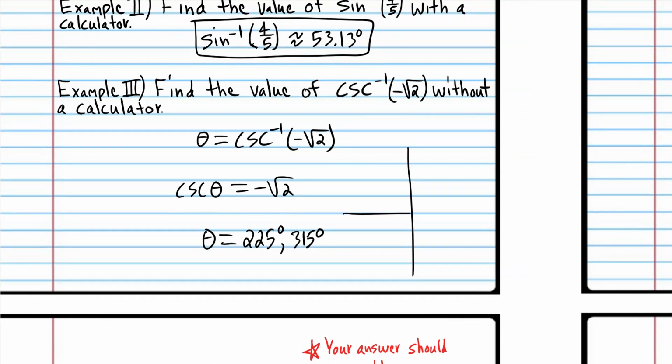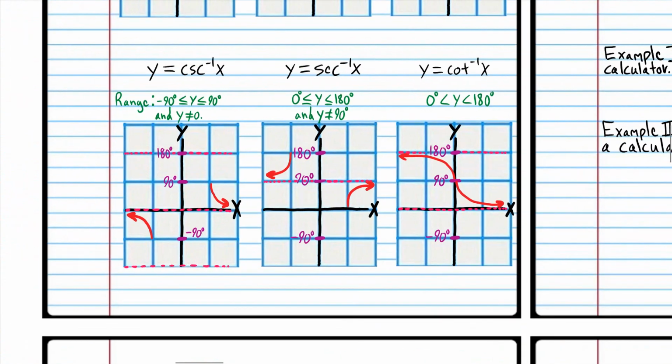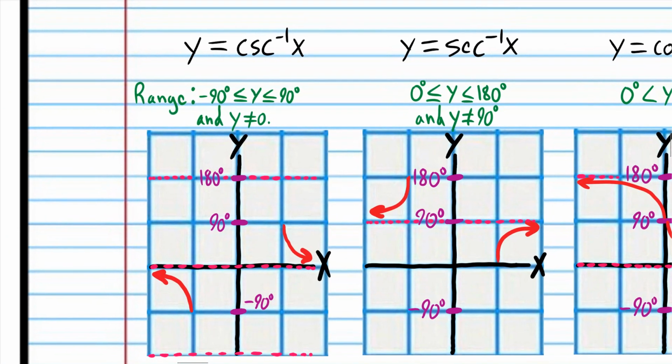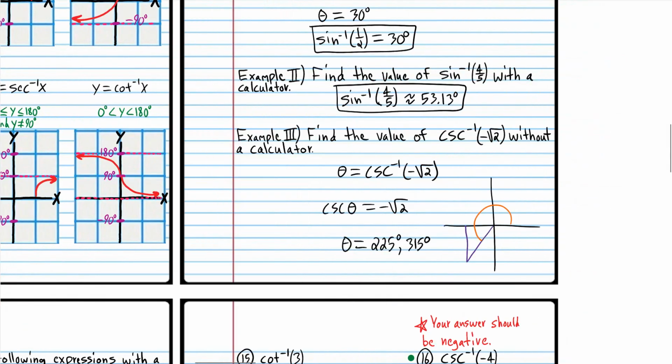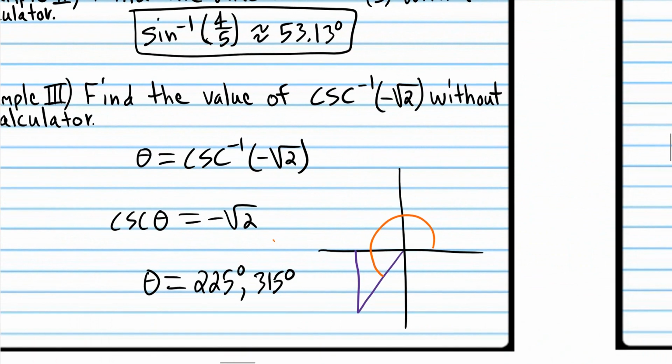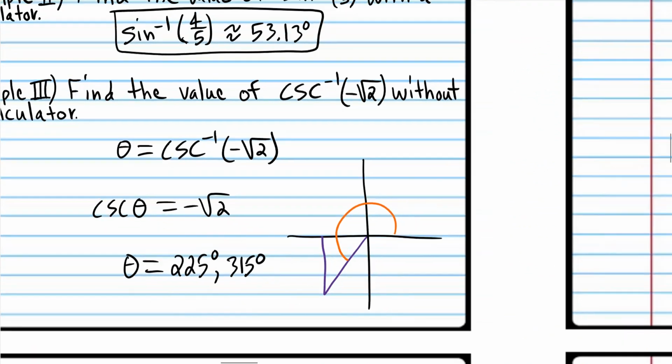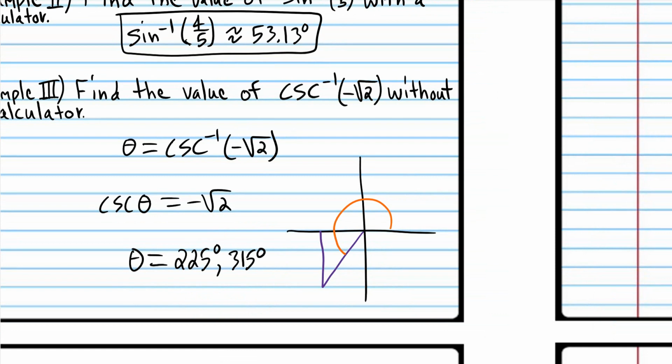So to demonstrate that, we can draw triangles, and again, these are not the actual solutions. These are just what we think are the solutions. So one angle will be here, that's 225, but we need to look at our range restrictions. Cosecant inverse has to be between negative 90 and 90, not including 0. So our solutions have to be between negative 90 and 90, and you can see that they're not. So these are not the solutions.